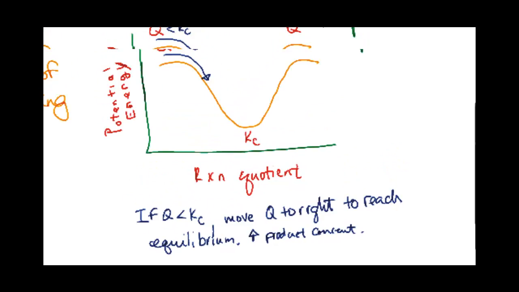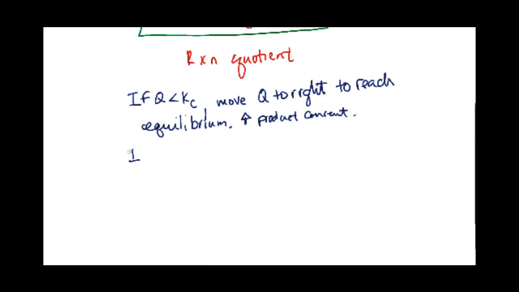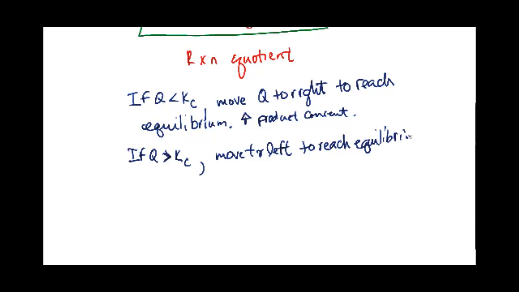Alright, and then if Q is greater than Kc as it is over here, we need to go back down and to the left to achieve equilibrium. So you got it. Move to the left. So in this case, we're going to increase our reactant concentration.